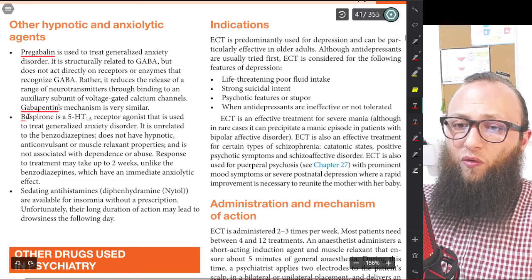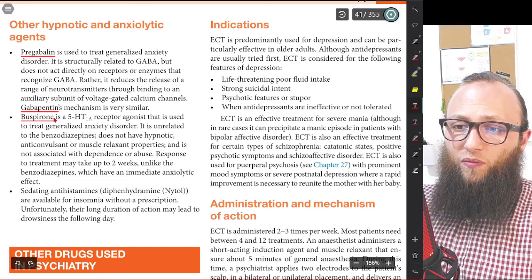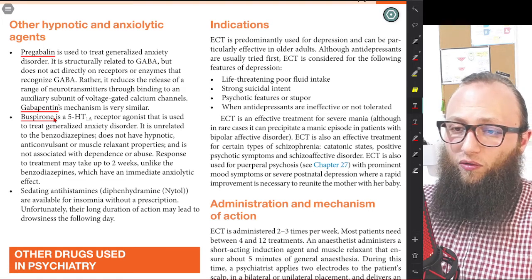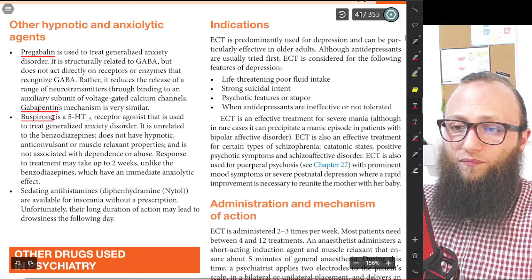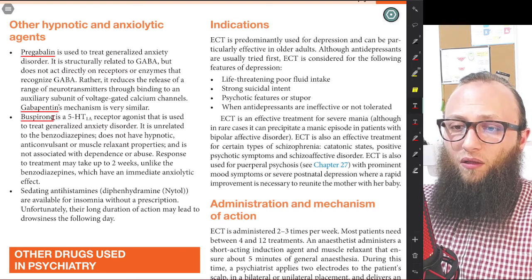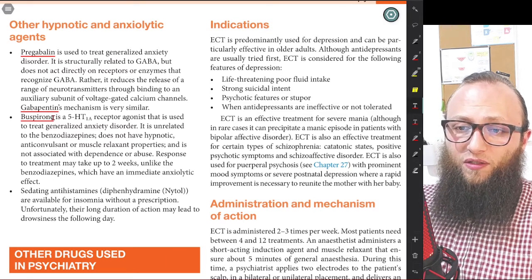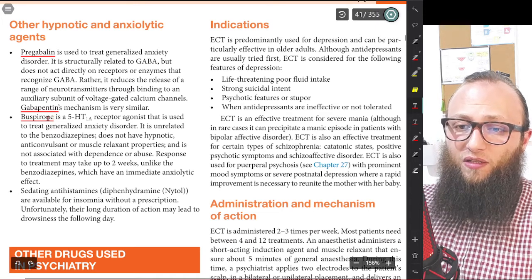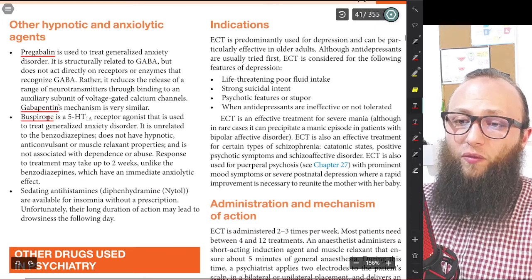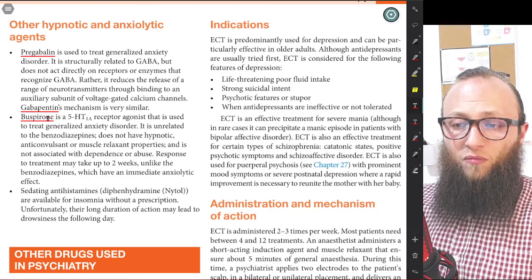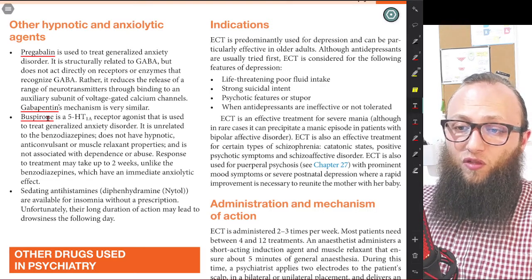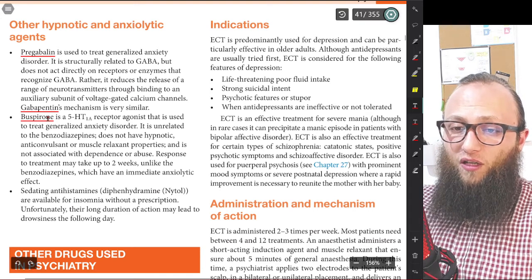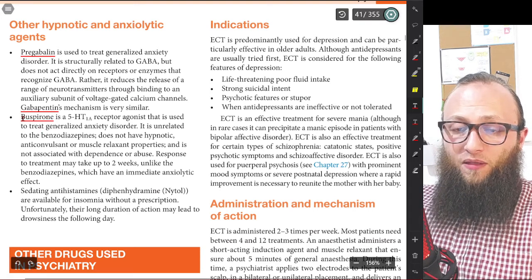We have buspirone, it's a 5-HT1A receptor agonist that is used to treat generalized anxiety disorder. It is unrelated to benzodiazepines and does not have hypnotic, anticonvulsant, or muscle relaxant properties and is not associated with dependence or abuse. Response to treatment may take up to 2 weeks, unlike the benzodiazepines, which have an immediate anxiolytic effect. This is buspirone.